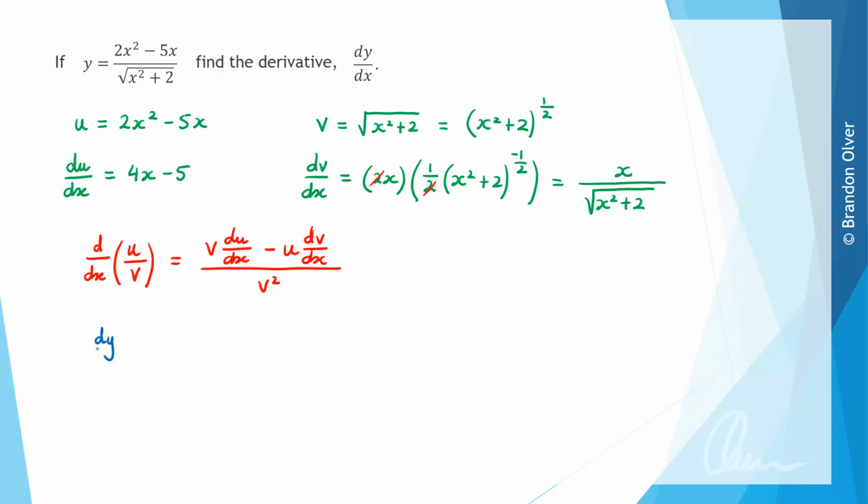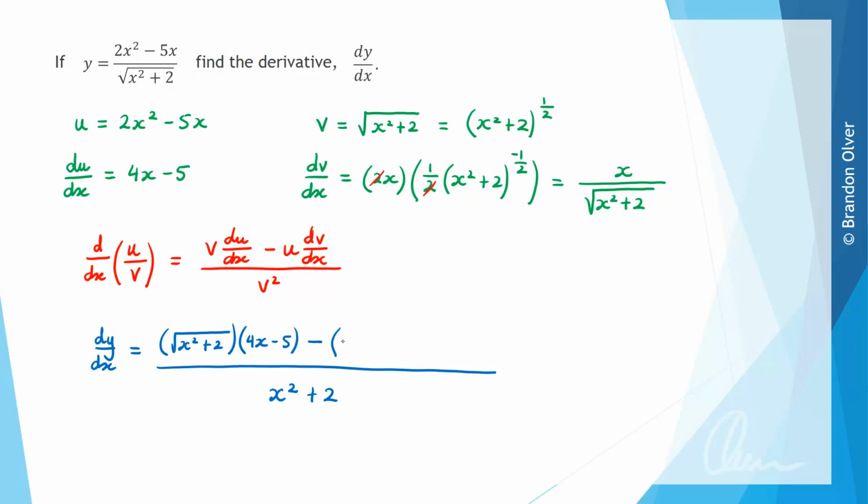The derivative we are asked to calculate is dy/dx, and that is going to equal, on the bottom line of the fraction, simply v squared, so that's the square root of x squared plus 2, squared, so that's just x squared plus 2 on the bottom line. And then on the top line we have the square root of x squared plus 2, and then we multiply that by du/dx, which is 4x subtract 5, and then we subtract away from that the function u, which is 2x squared minus 5x, and it is then multiplied by dv/dx, which is x divided by the square root of x squared plus 2.